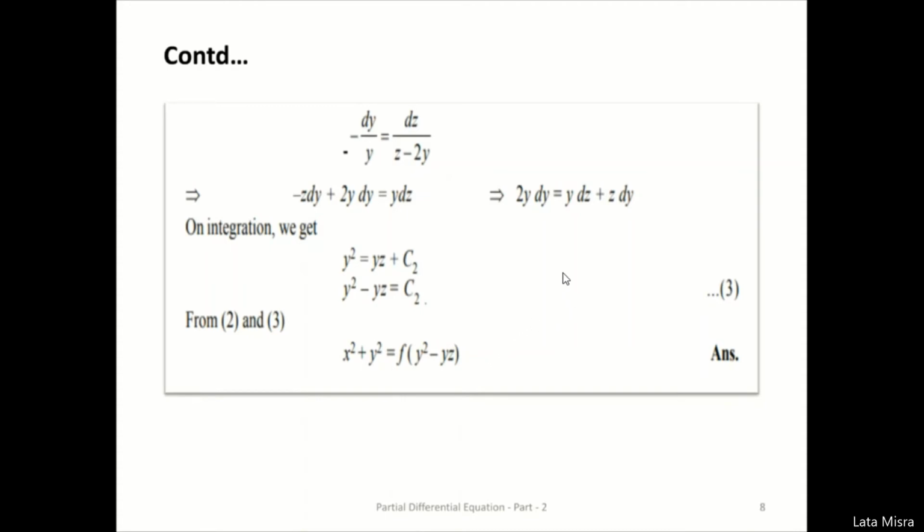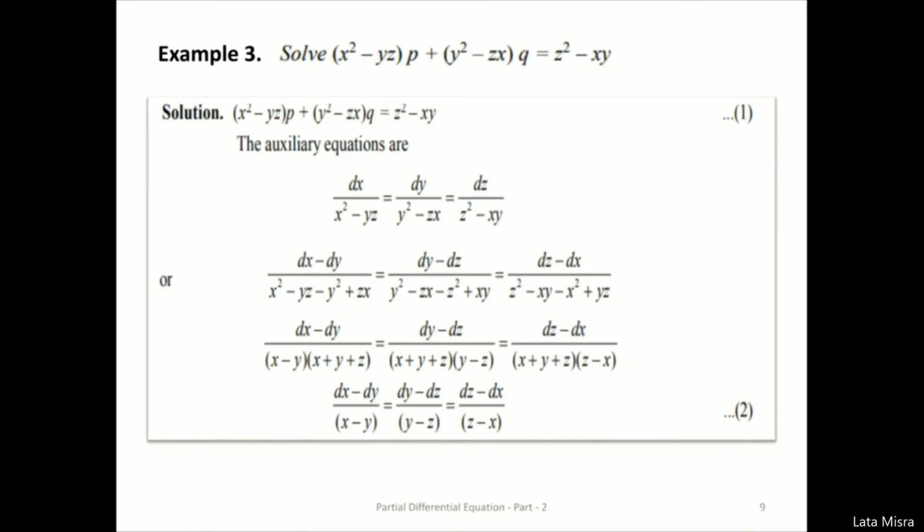This is the method of Lagrange's differential equation. Again we have another example: (x² − yz)p + (y² − zx)q = z² − xy. Here again we write the auxiliary equation, and we see we cannot separate the variables easily, so the variable separation method is not applicable.